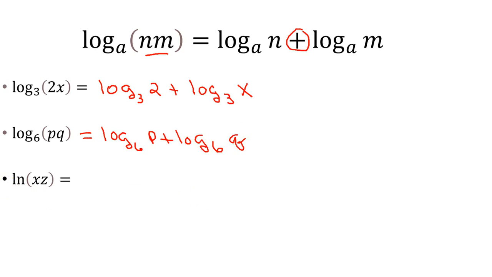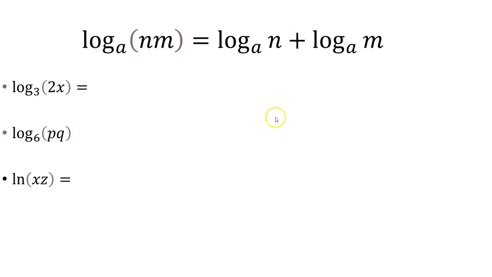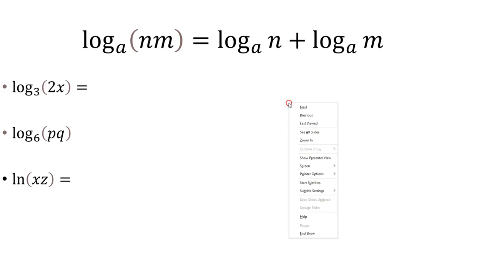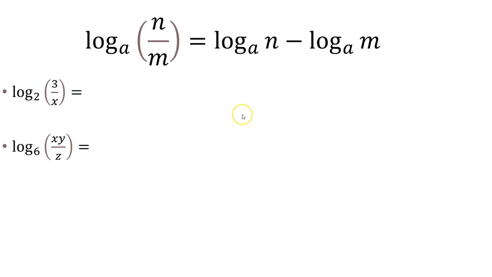And then if we have the natural log of x times z, we can break that up into the natural log of x. And remember, natural log means log base e. Plus the natural log of z. Now, when we have a product, we can break it up with addition. So the inverse of that would be, if we have division, we can break it up using subtraction.